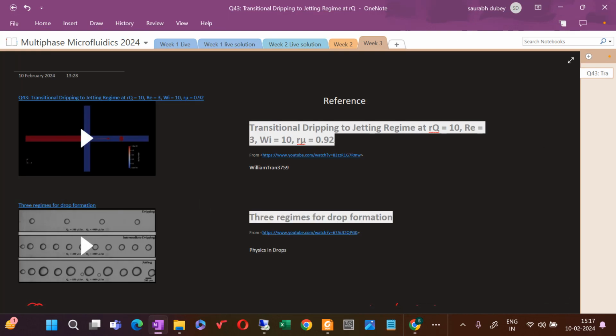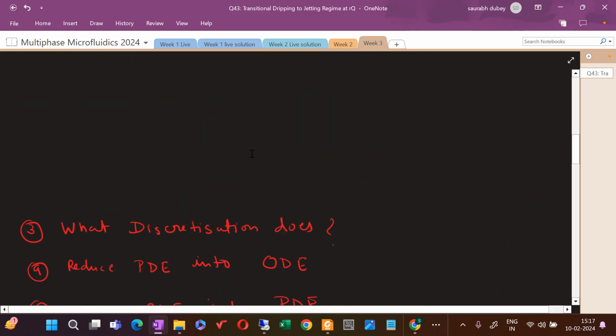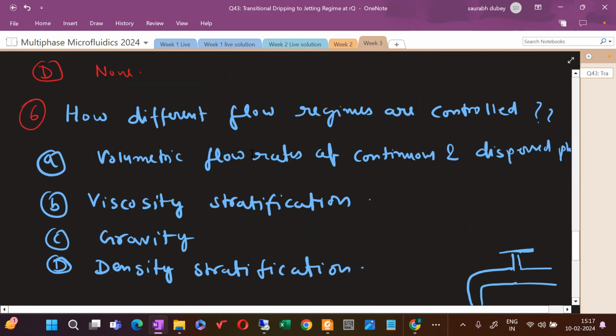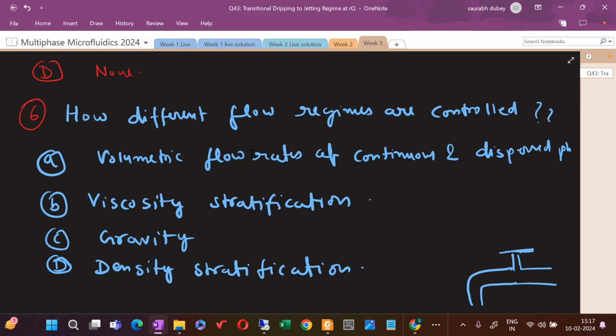So the question that I am talking about is how different flow regimes are controlled. Option A is the volumetric flow rate of the continuous and dispersed phase. Different flow regimes are definitely controlled by the volumetric flow rate of the continuous and the dispersed medium, and then the viscosity gradient.